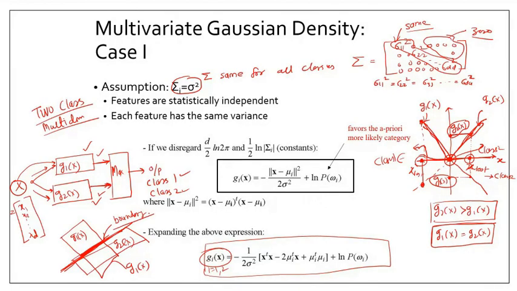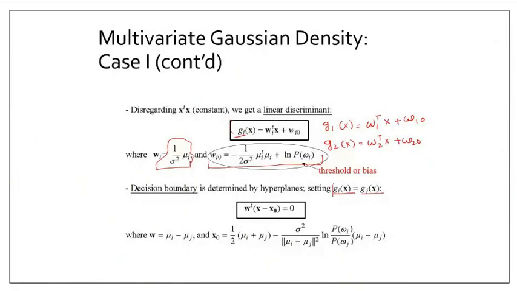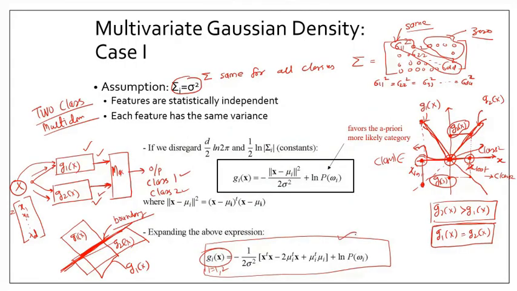Okay, so the same thing is written over here: if I find G1(X) is equal to G2(X), that means the two functions are meeting each other. That will give me the equation for the decision boundary. So the equation for the decision boundary is this one: W transpose into (X minus X0) equal to 0. To obtain this, you have to take into account this equation. You have to take G1(X) and G2(X).